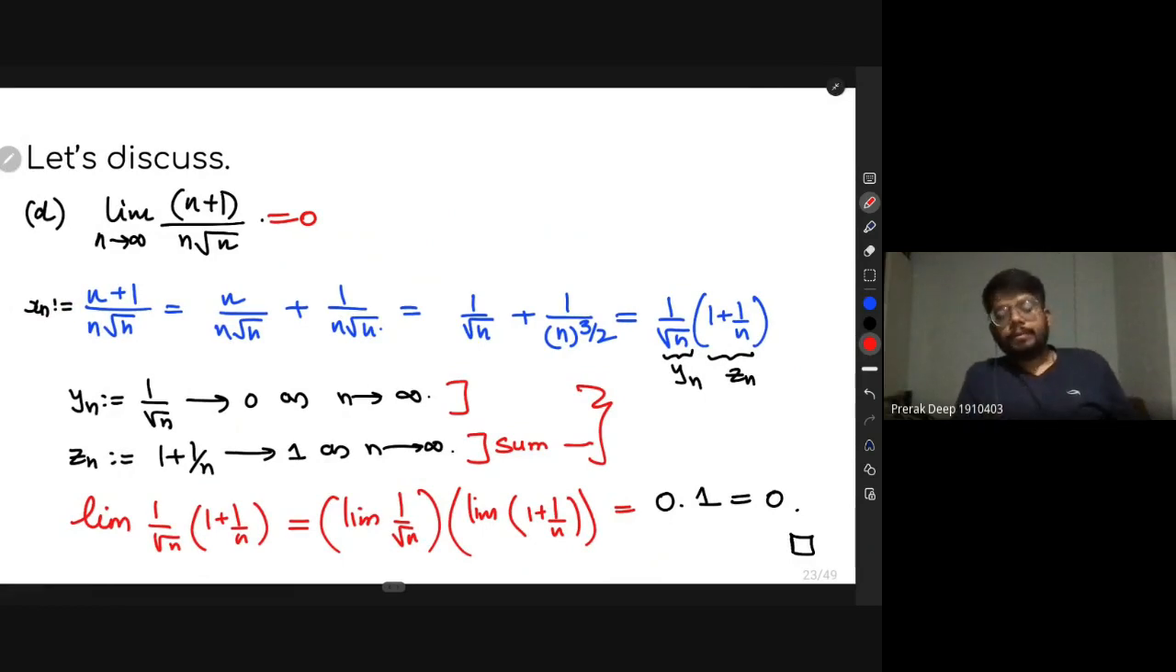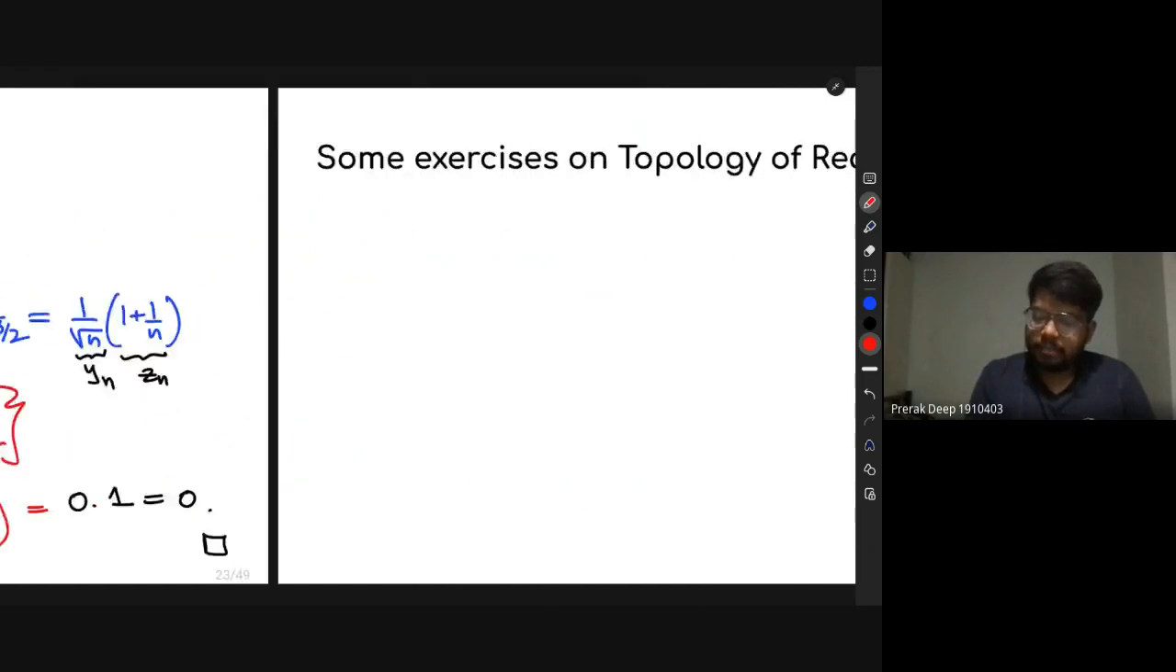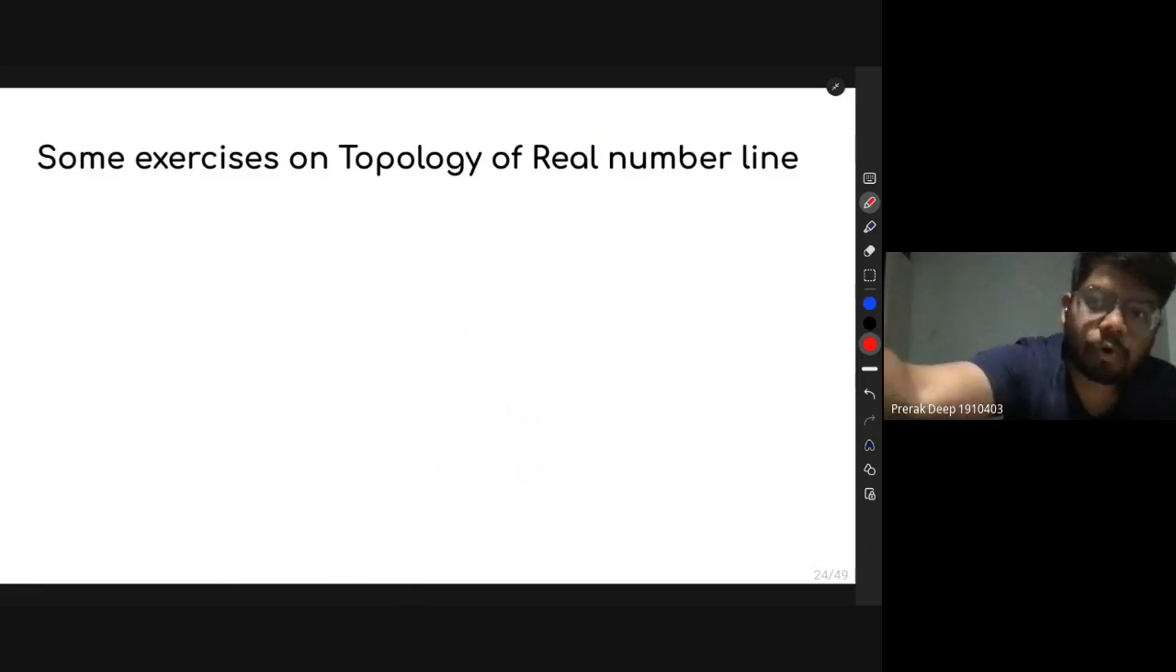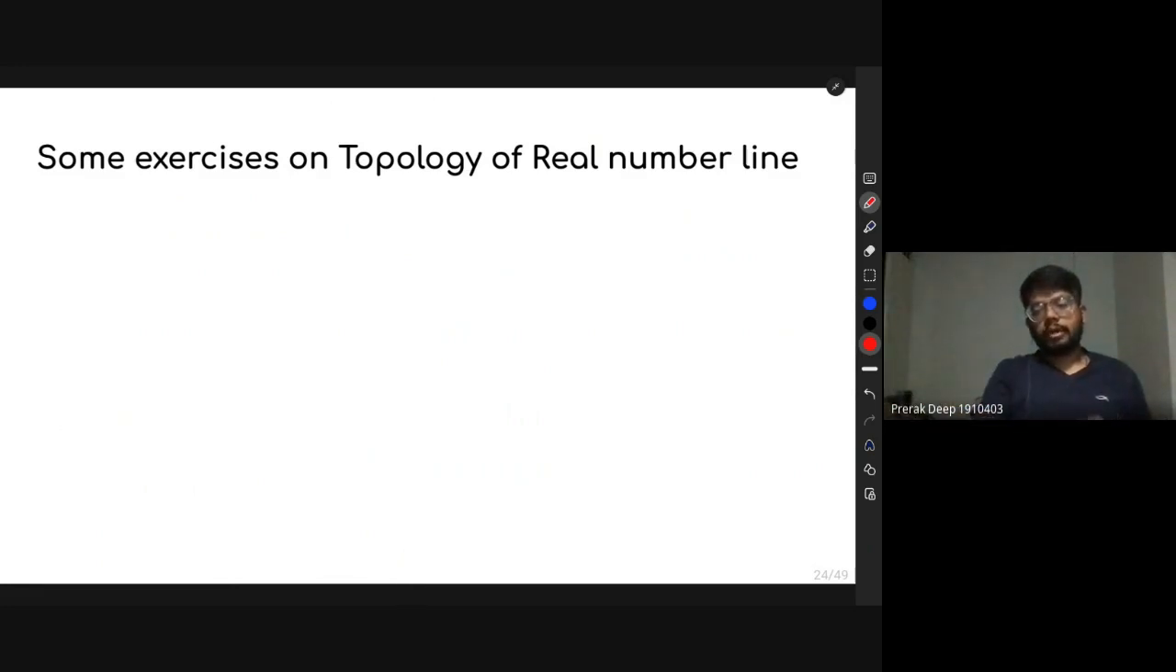Okay. So this completes it. These were the problems that I had in mind to discuss with you on sequences, their convergence, and how we solve problems on the convergence of sequences. So this completes the first part of today's discussion. Now we move on to discuss the topology on the real number line. Before that, if you have any questions, you can ask me.